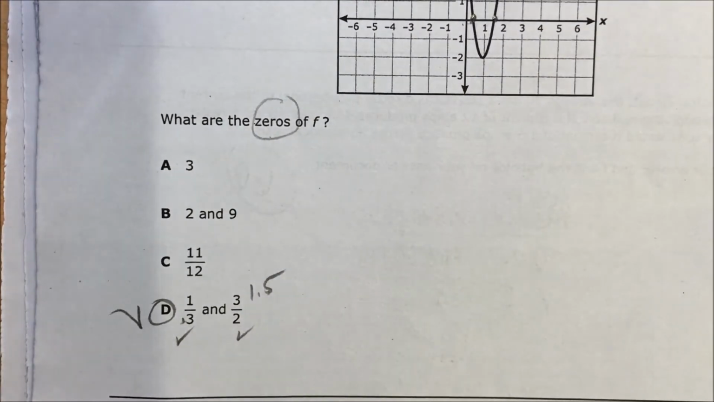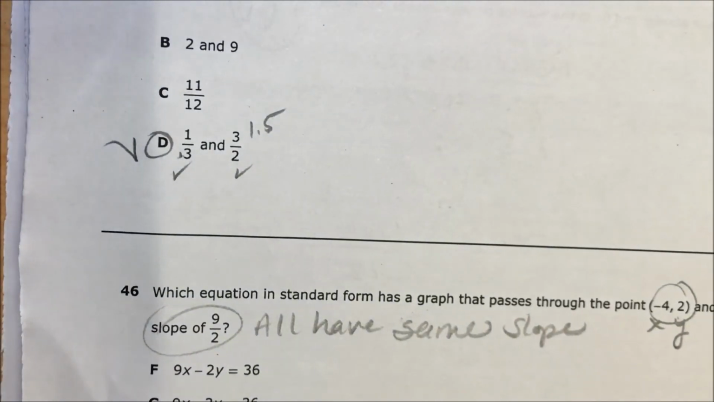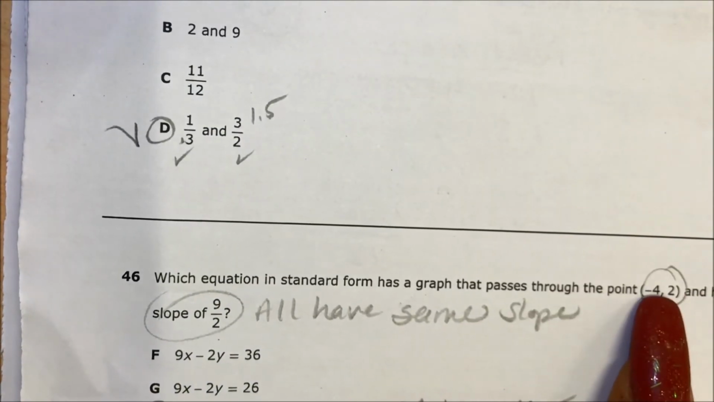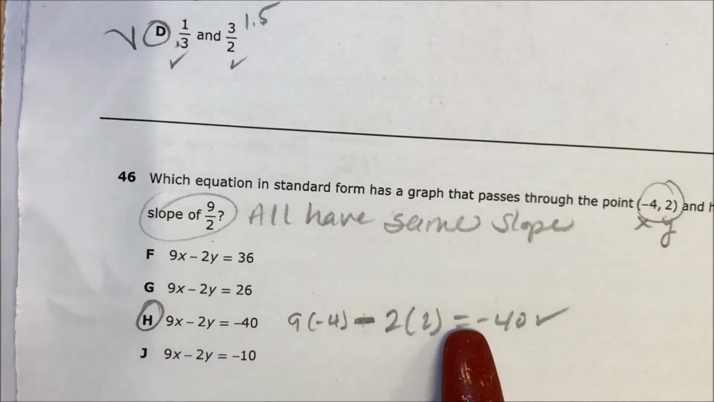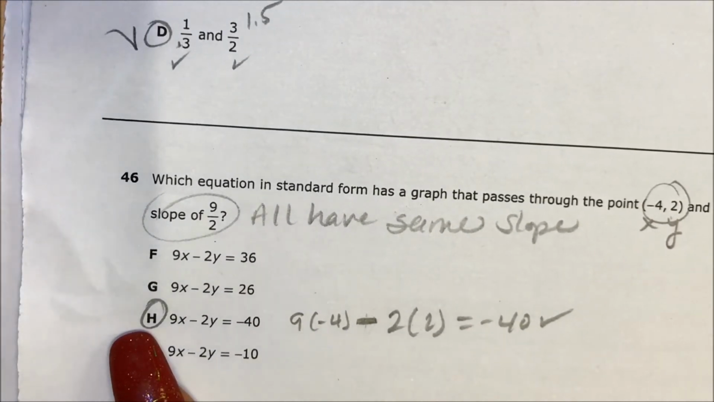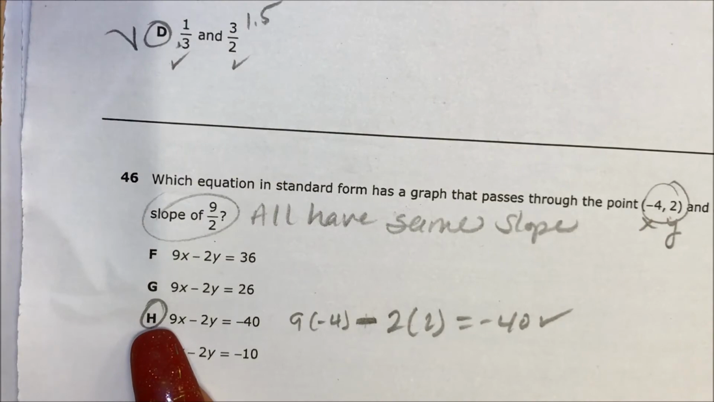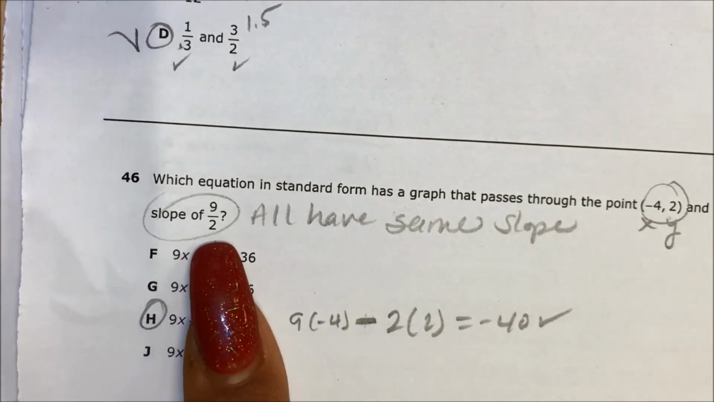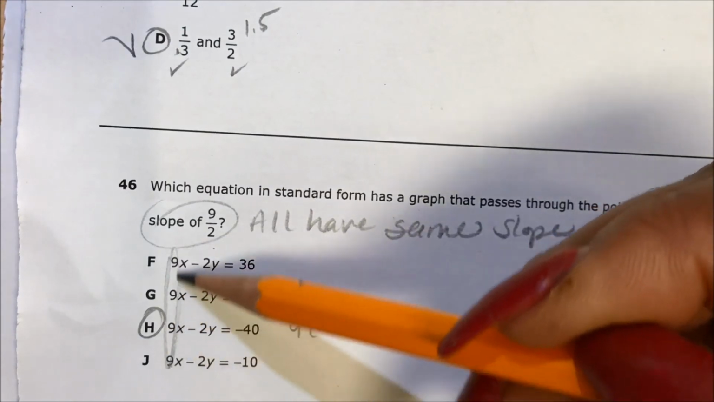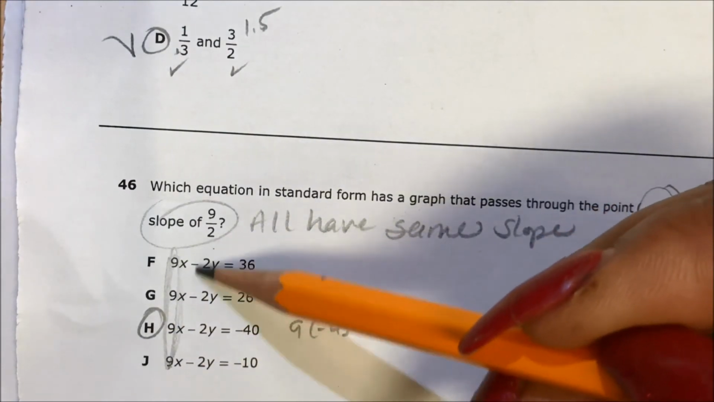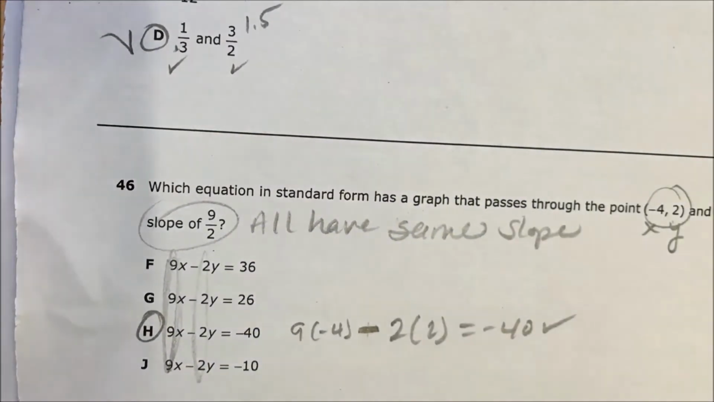All right, moving on to number 46. Which equation in standard form has a graph that passes through this point? Well, just take -4 and 2 and plug it into the x and y spot. When you do that, you will see that the answer is H. Now, H has a slope of 9/2, just like the rest of them. And I know that because all of the values in front of x are 9, and all of the values in front of y are -2.